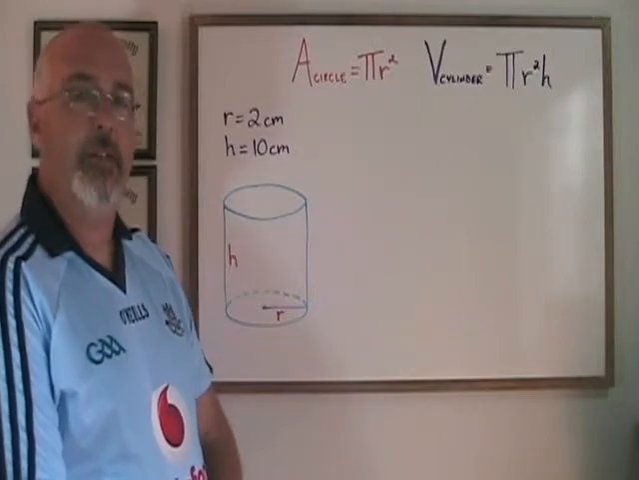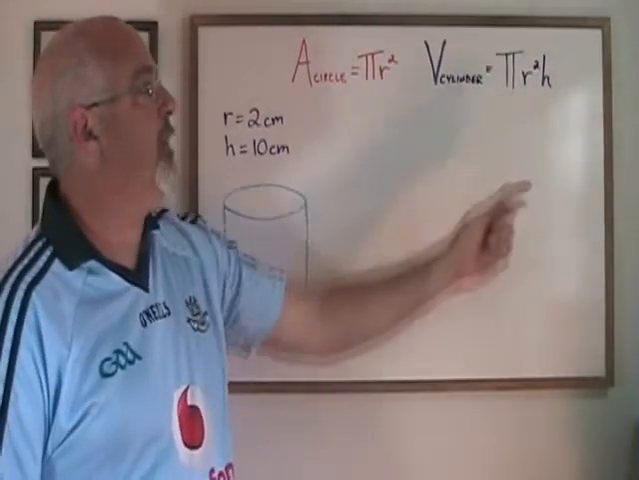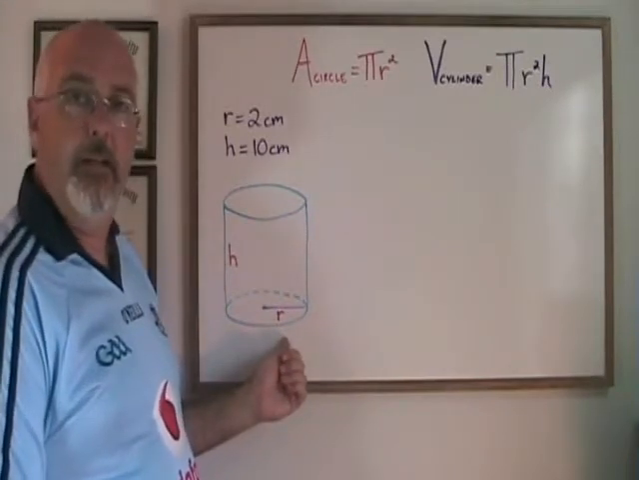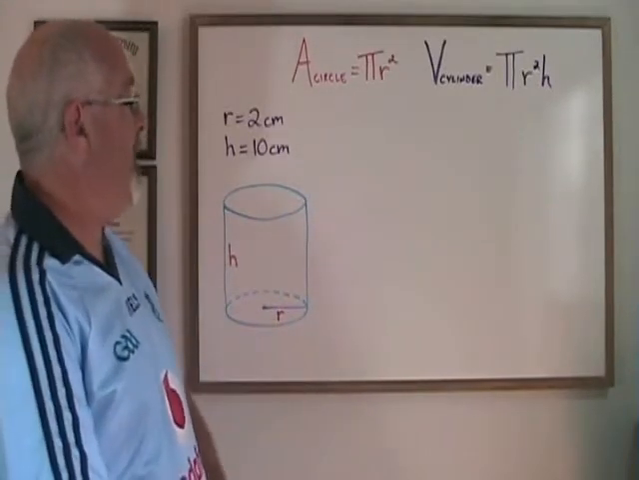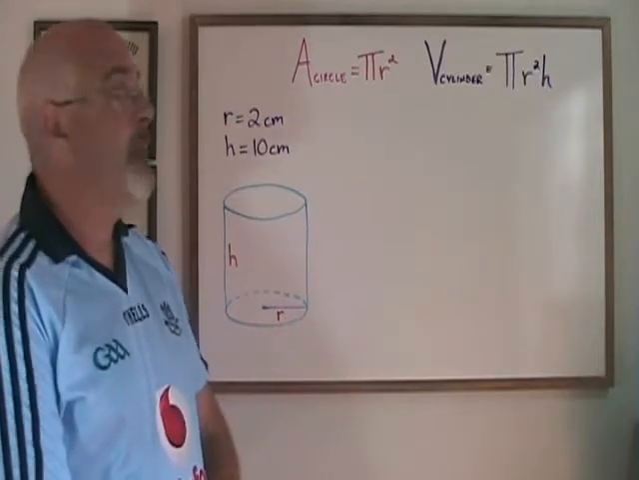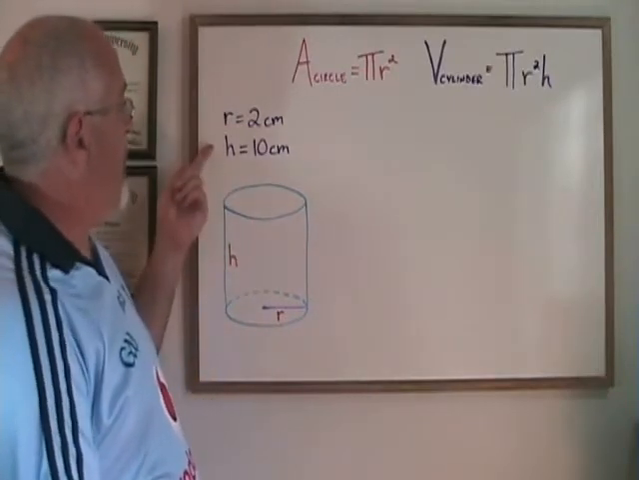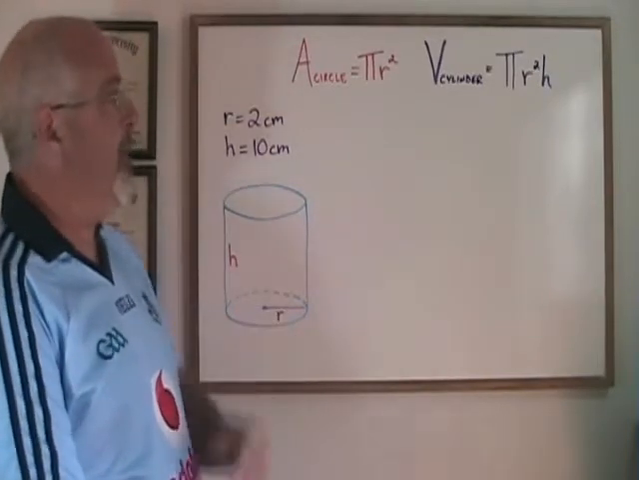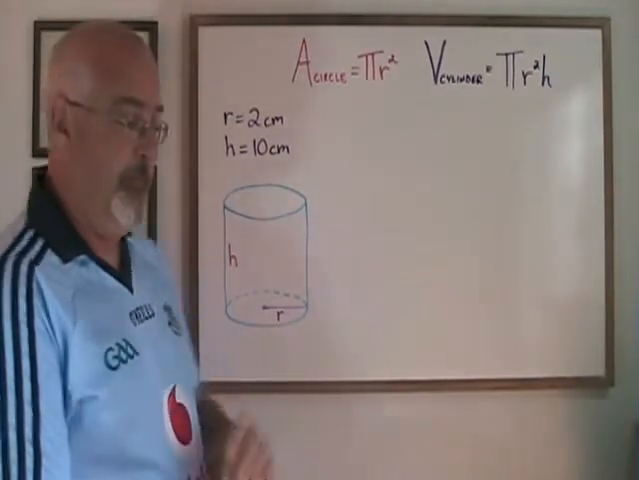The formula for volume of a cylinder is equal to pi r squared h, with r being the radius of the circle that is at both ends of the cylinder and h being the height of the cylinder. In this example, with radius 2 centimeters and height 10 centimeters, let's plug into the formula and see what the volume is.